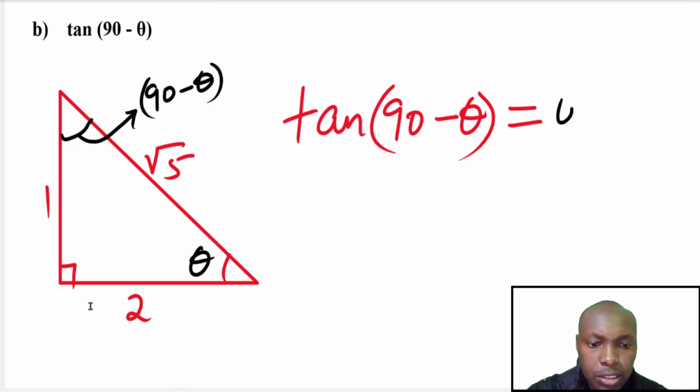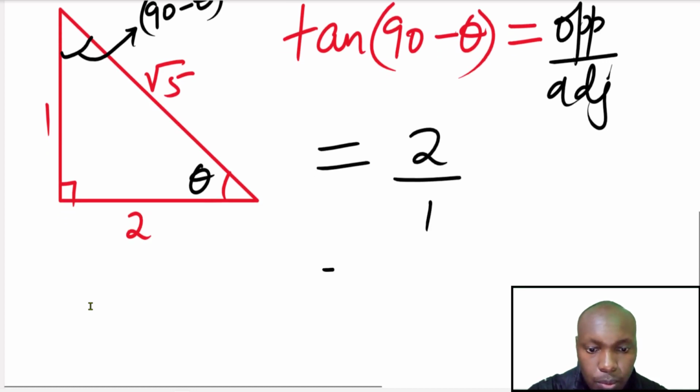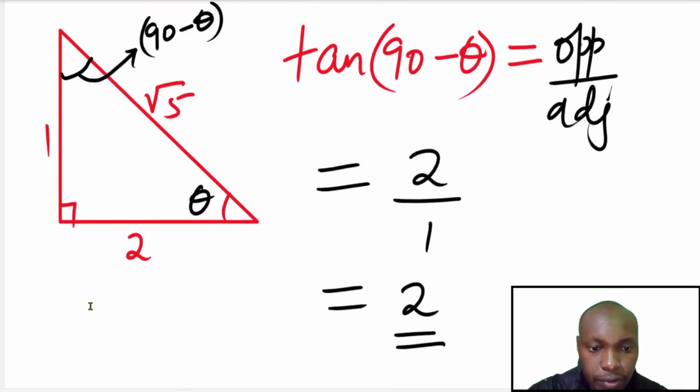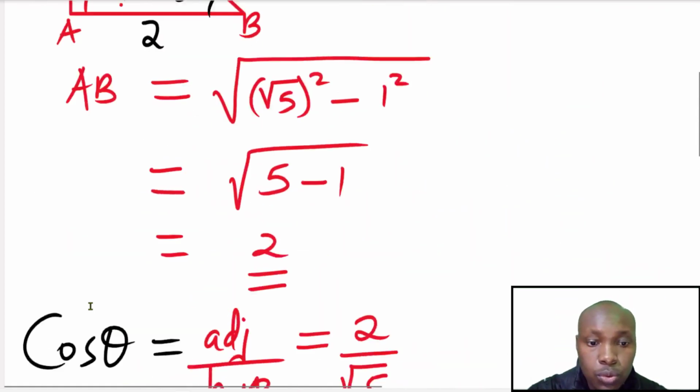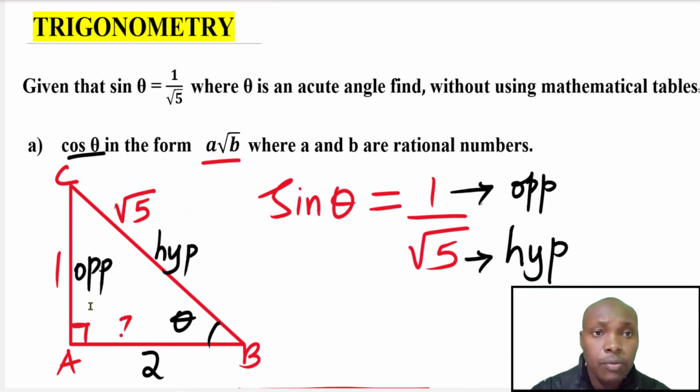Now, how do you get the tangent of that angle? Tangent is given by opposite over adjacent. So in this case, when you look at where the angle 90 minus theta is, the opposite side is 2, and the adjacent side is 1. So therefore, tan of 90 minus theta is 2. And that is how you're supposed to solve that question.